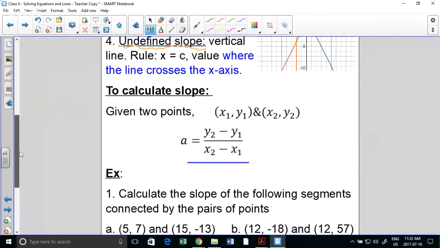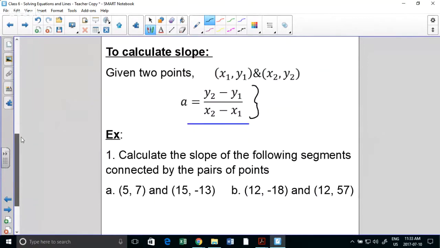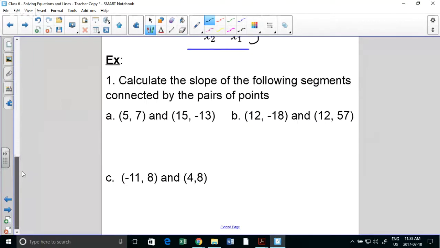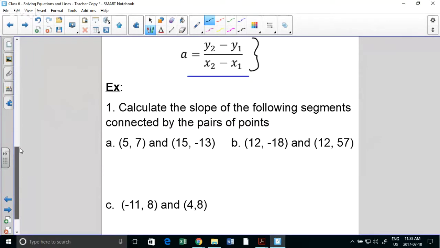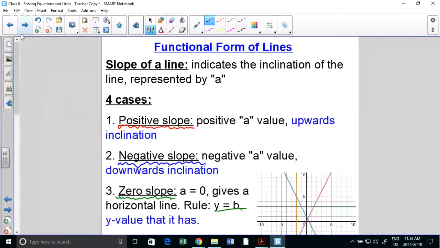Down here, we have the formula for calculating slope. Like I said, you do this over and over in Sec 3, so we're not going to do these examples. Hopefully we know how to apply that rule properly, but there are some there just to do a refresher if you're not sure. And feel free to email me if you're not sure.